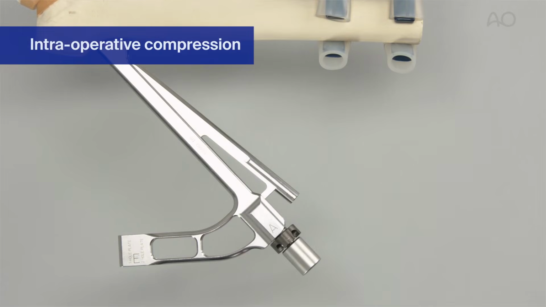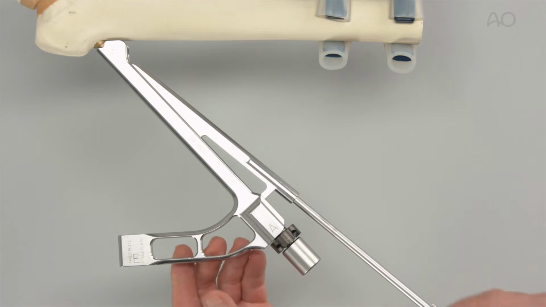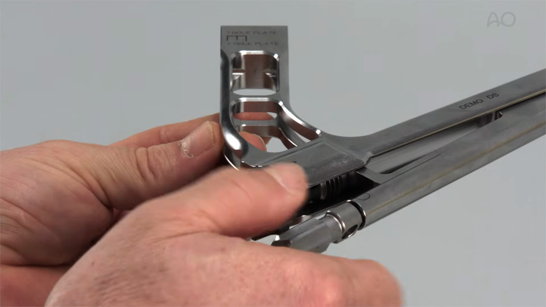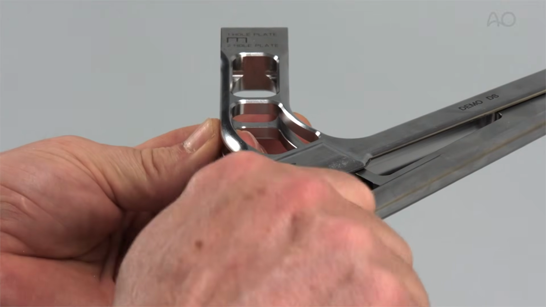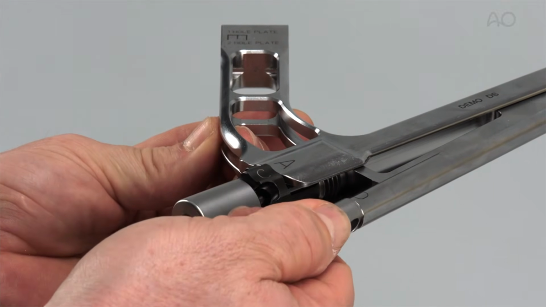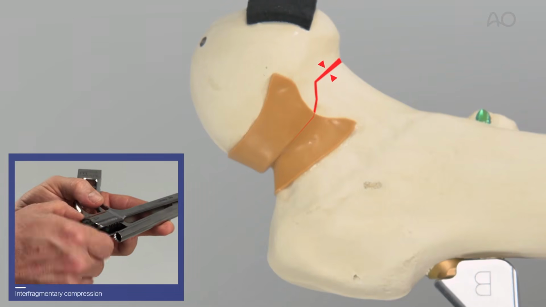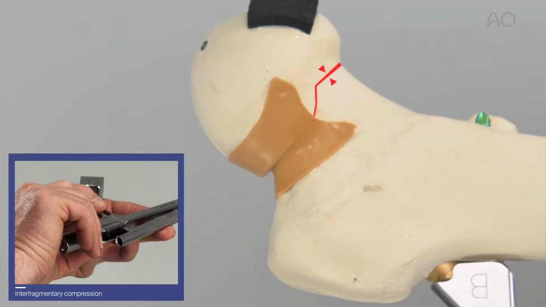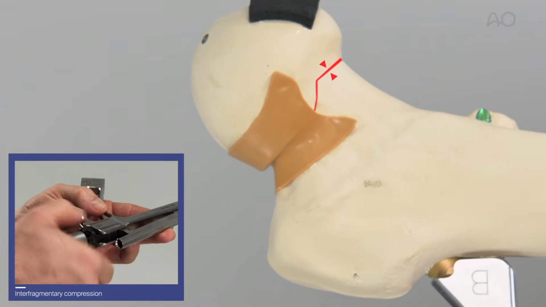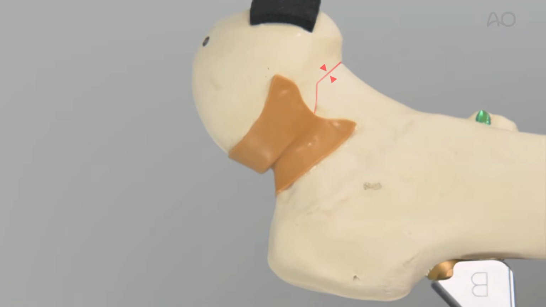Interfragmentary compression may be applied intraoperatively. The multifunction rod is inserted through the guide of the anti-rotation screw and fully inserted with manual clockwise turns. The black screw of the insert is manually turned counterclockwise to apply interfragmentary compression. Note that using additional tools on the black screw for compression may cause a pull-out of the implant.